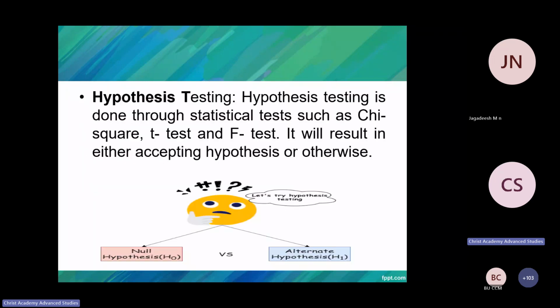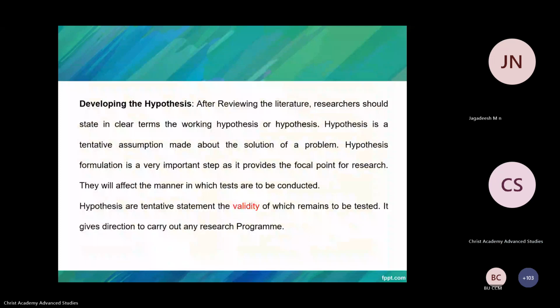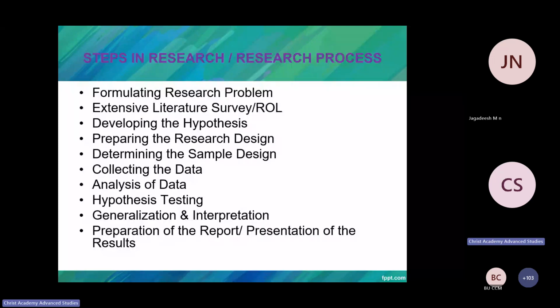So these were the 10 steps: formulating the research problem, review of literature, developing the hypothesis, preparing the research design, determining the sample design, collecting the data, analyzing the data, hypothesis testing, generalization and interpretation, and preparation of the report or presentation of the results. If these 10 steps are implemented by the researcher, he will be very successful in his research.